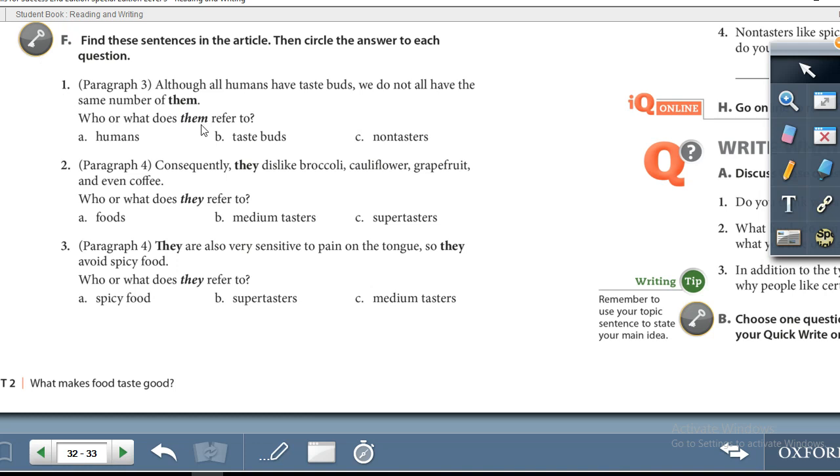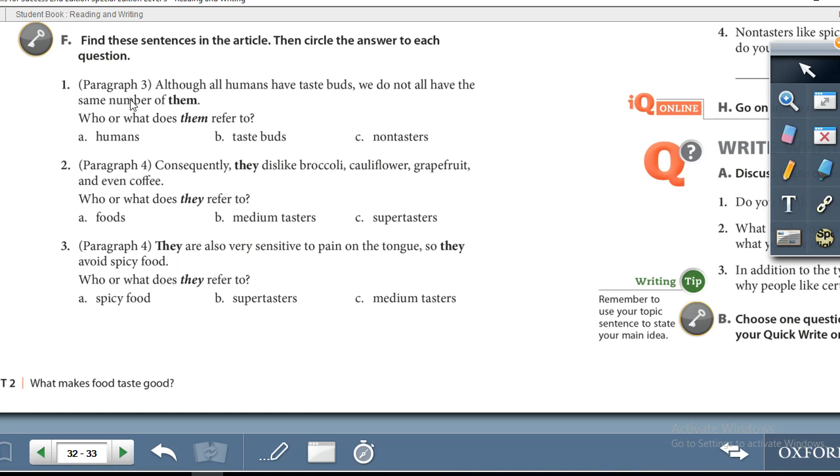Let's look at number 1. Number 1 tells you, paragraph 3, although all humans have taste buds, we do not all have the same number of them. Who or what does them refer to? Now, does the word them refer to humans? Does it refer to taste buds? Does it refer to non-tasters? So in this particular exercise, all you will do is take the word which is written in bold, the first one, them.